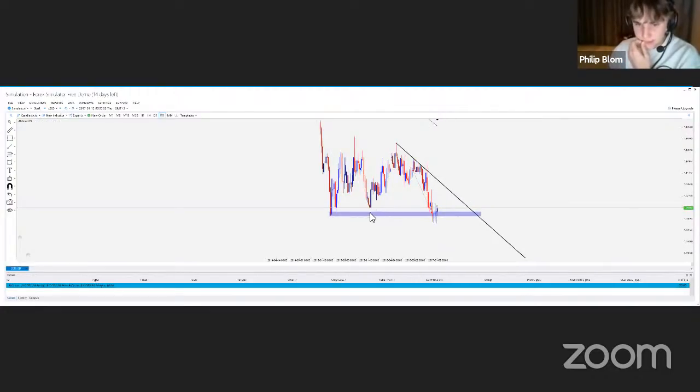Because we broke back into this level right here. Just adjust it a bit. So we broke back into this level. As I said, we were very oversold. I'm going to take buys, targeting this high right here, with these highs right here.